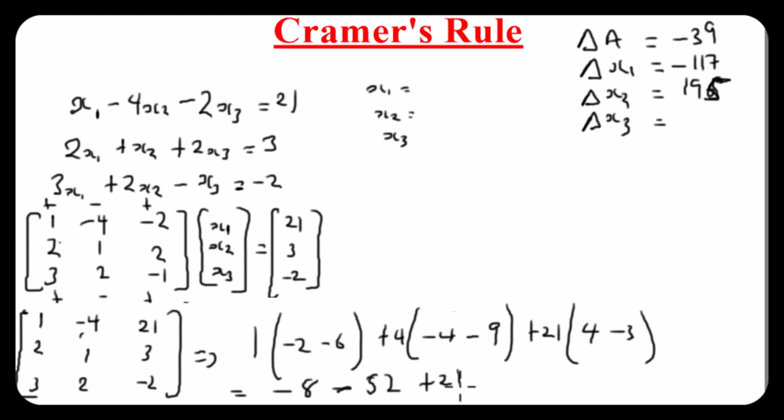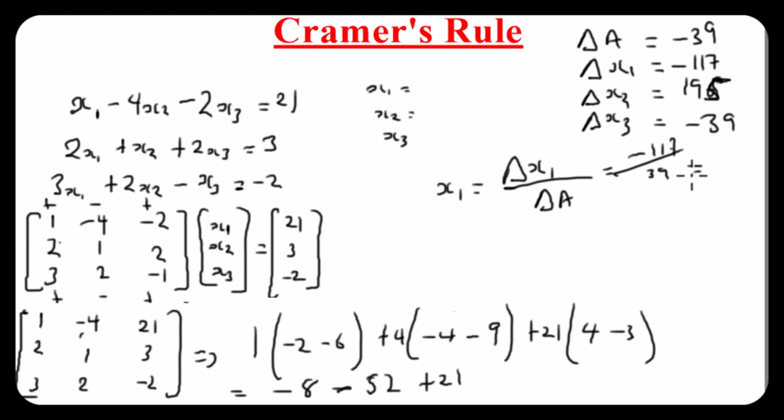So let's do this one. -8, -52 plus 21. So our answer here is -39. To find our x1, x1 will simply be the determinant of x1 over the original determinant of the matrix. So that's -117 over -39, so be careful. 117 divided by 39 is 3. So x1 is equal to 3.